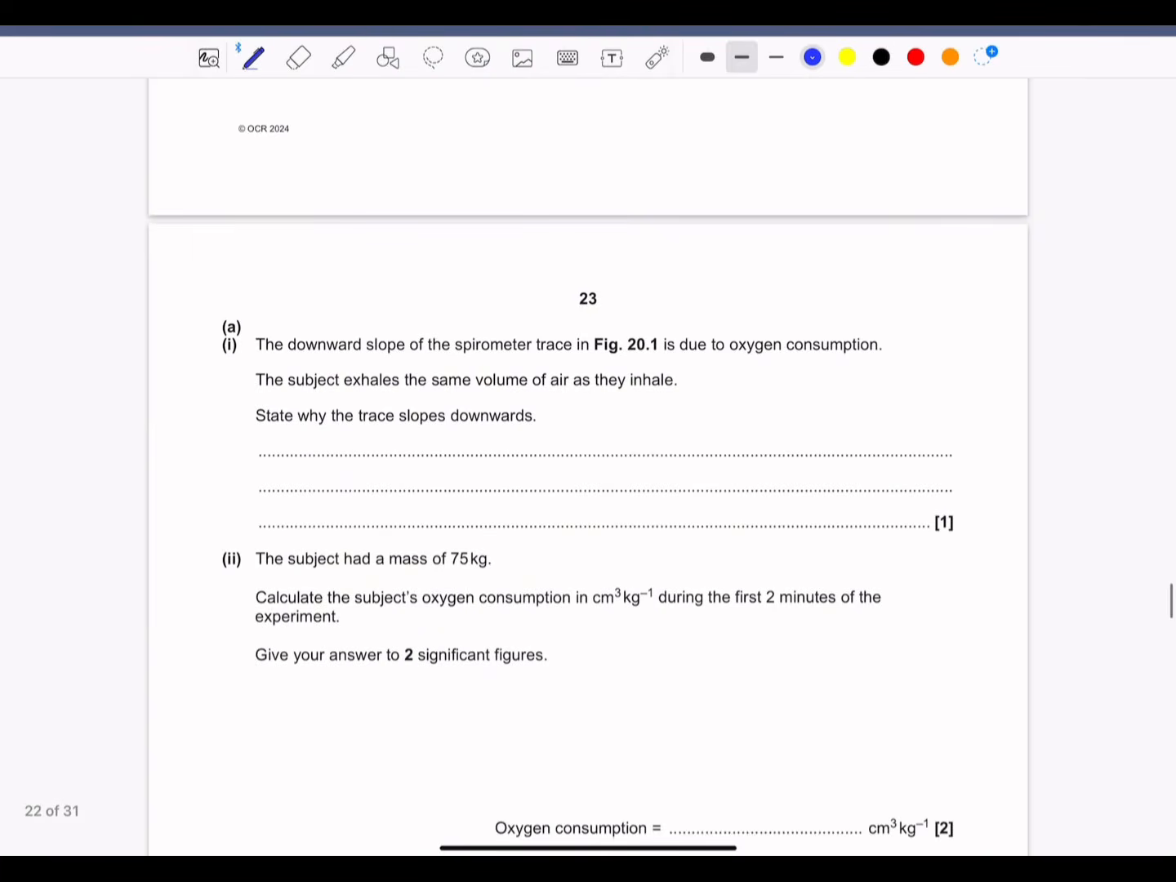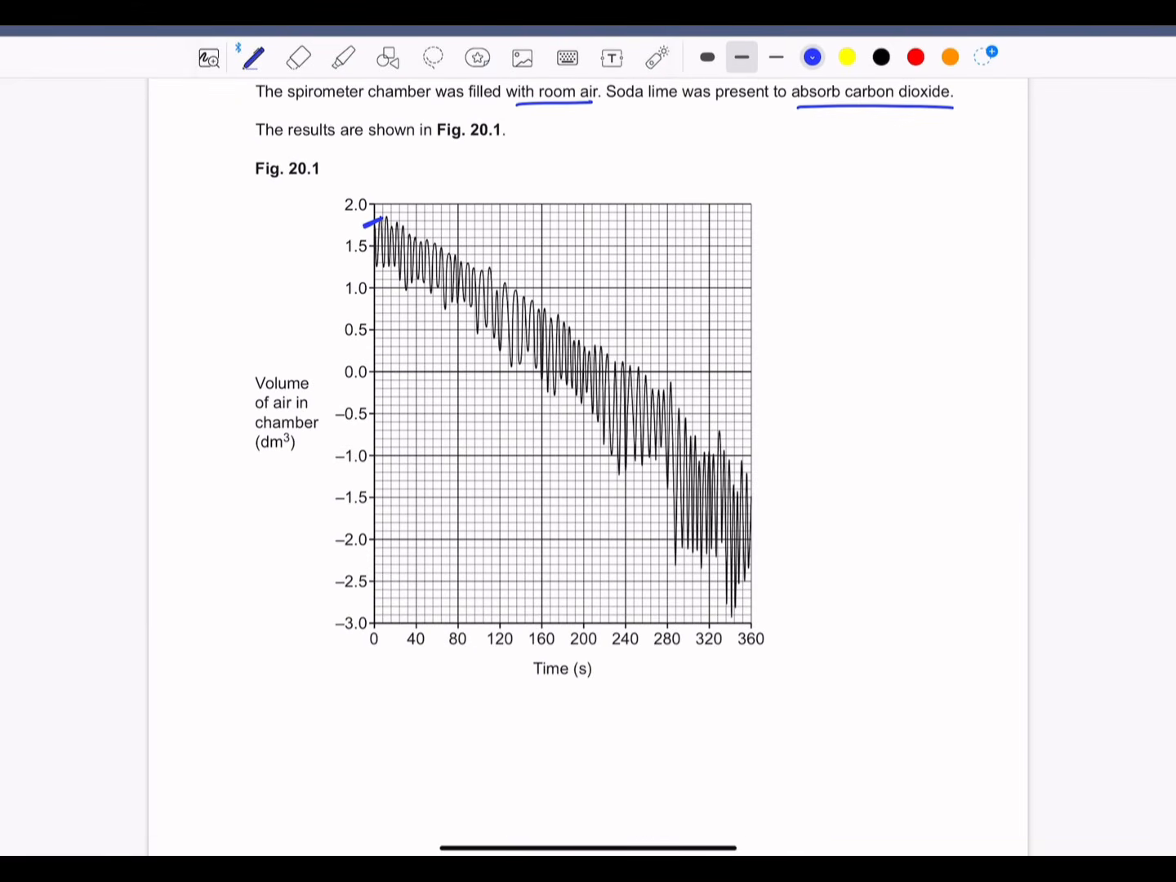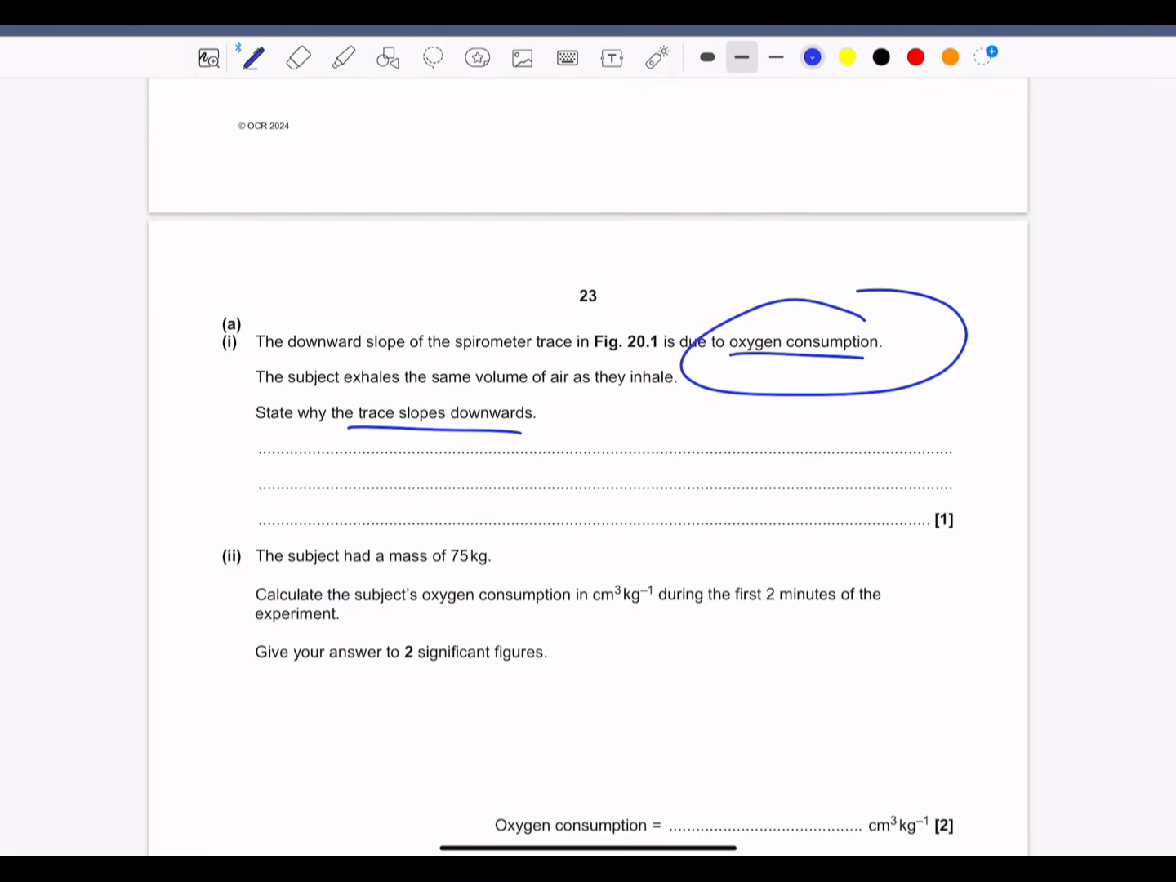Okay, first question is that the downward slope of the spirometer trace in figure 20.1 is due to oxygen consumption. The subject exhales the same volume of air as they inhale. We need to state why the trace slopes downwards. Now, this question's quite odd because they tell us the answer, oxygen consumption. If you look at the start, the volume of air is greater than the volume after because oxygen is used by cells. Very odd question, but that's what the answer on the mark scheme is, that oxygen is used or removed. I'm going to be honest with you, I don't think I would have ever thought of this in an exam, considering it's already stated, so my mind would be, what else? But that's not what the mark scheme says.